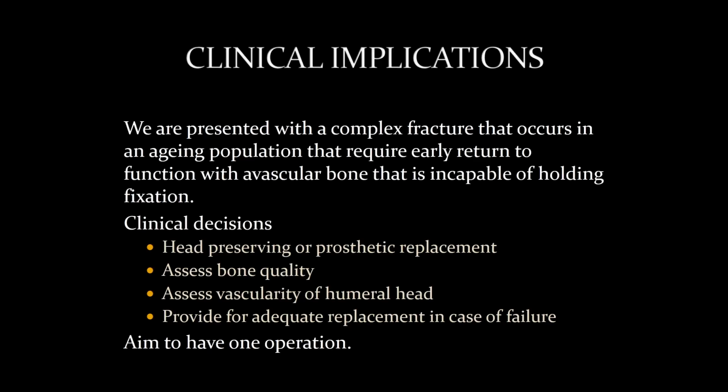So if we look at patients with osteoporosis, the clinical implication of it is we really are presented with a complex fracture occurring in an aging population that requires early return to function with avascular bone that's incapable of holding the fixation. And this leads to an obvious conundrum in treatment. And as I say, we need to assess, first of all, whether we're going to do head-preserving surgery or prosthetic replacement. We're going to assess the bone quality, and we're going to assess the vascularity of the humeral head, and then provide for adequate replacement in case of failure. But we must aim to have one operation that's going to last these patients for their time.